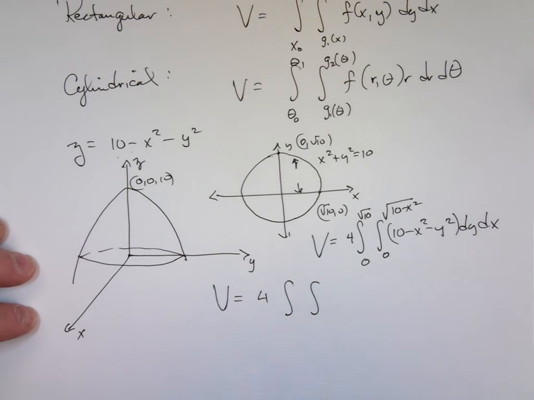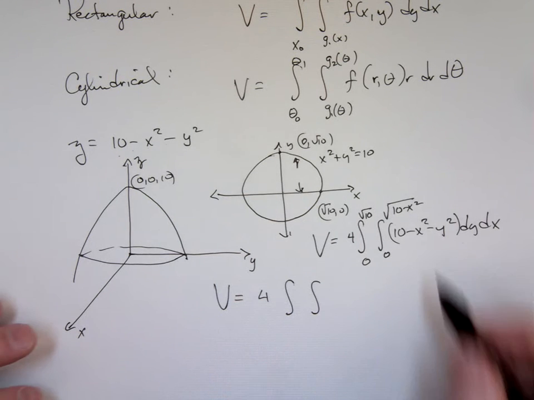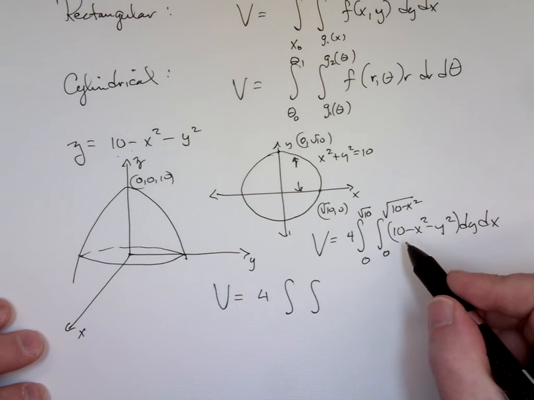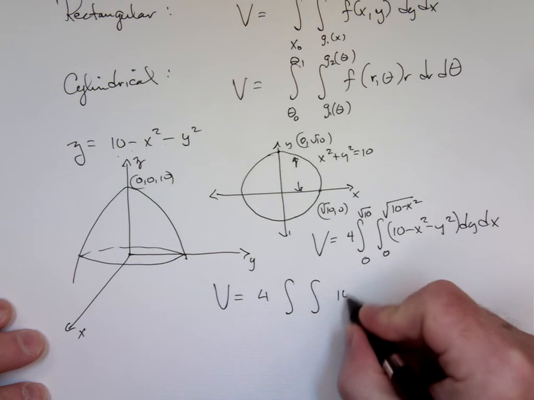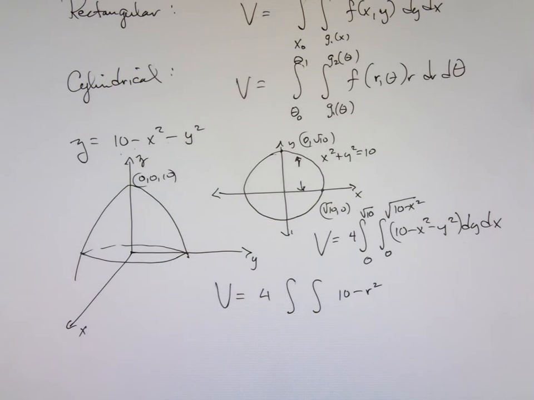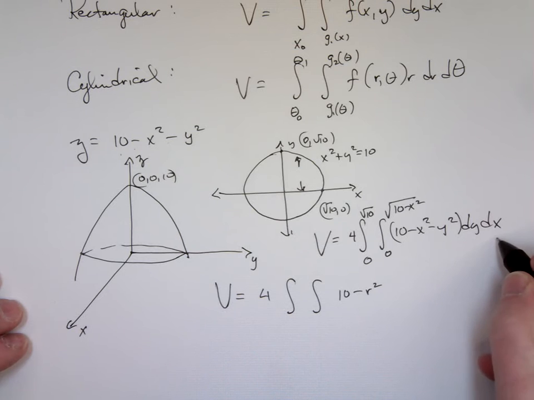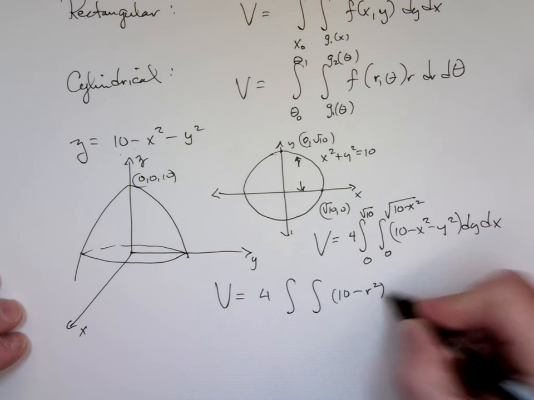All right, anyhow, this becomes 10 minus r squared. Another way to look at it, 10 minus the quantity x squared plus y squared, and x squared plus y squared is r squared. Now, the dy dx becomes what? R dr d theta.